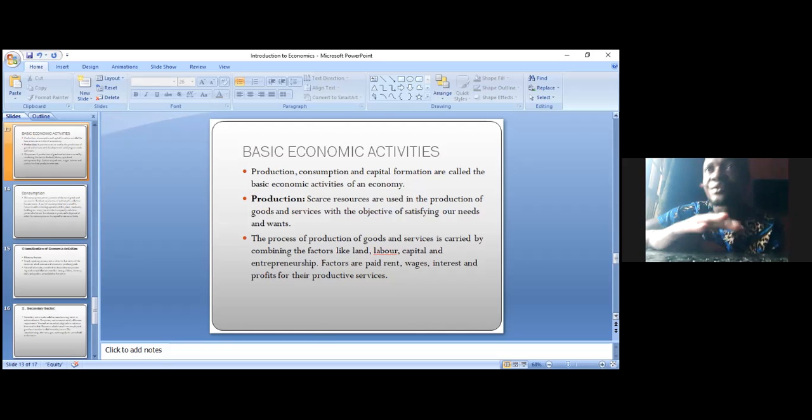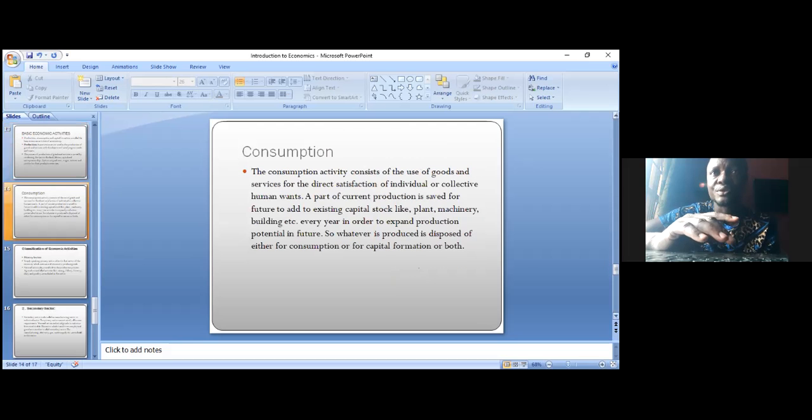That's the production aspect of the economic activity. We are treating the factors of production in that. Then we move on to the consumption activity. Like I said, the consumption activity is divided into different levels. There is what we are consuming currently, and what the economy is going to consume in the long run, that's the futuristic consumption. The consumption activity consists of the use of goods and services for the direct satisfaction of individual or collective human wants.